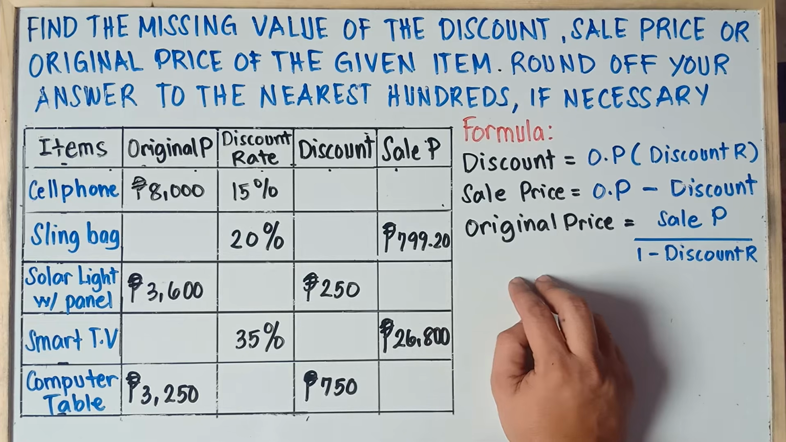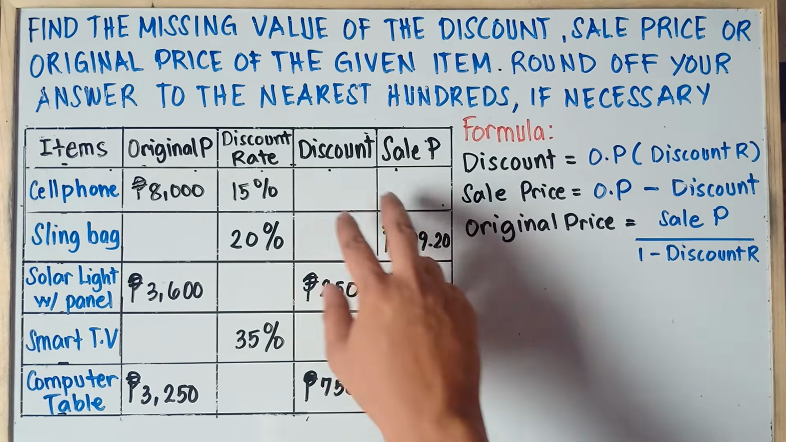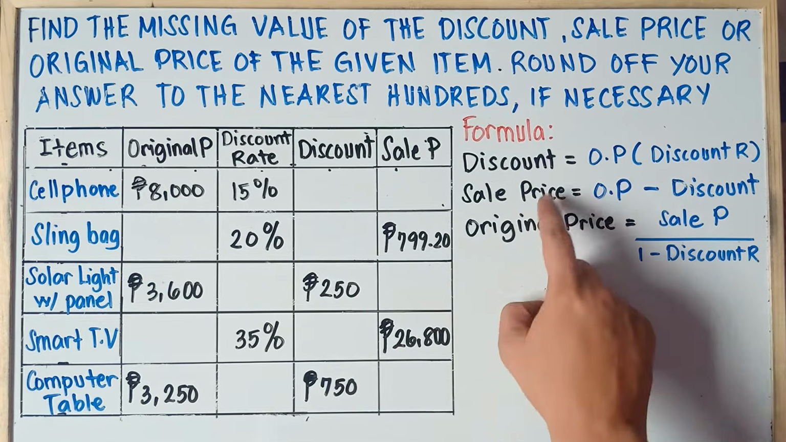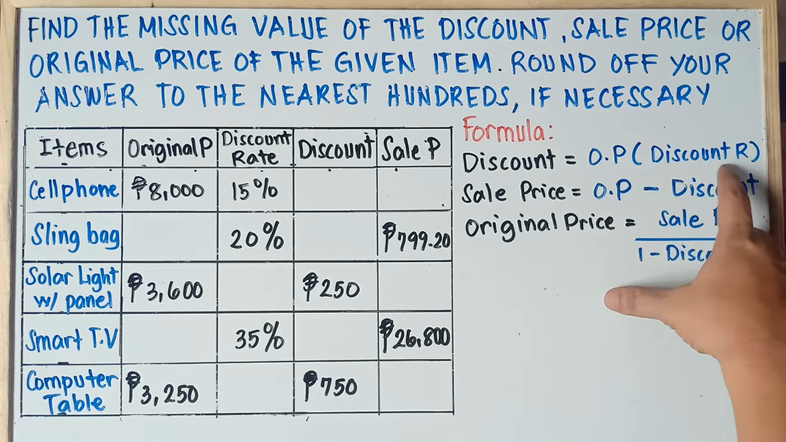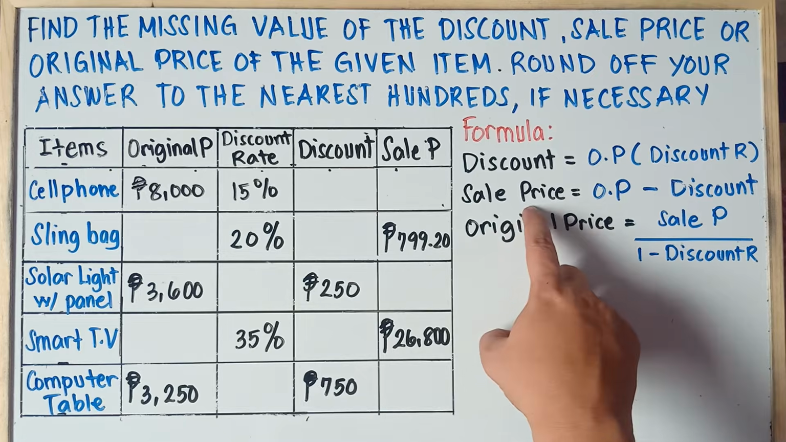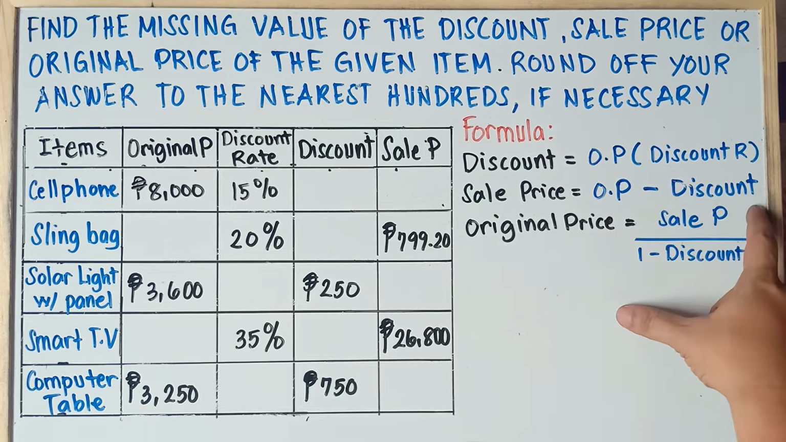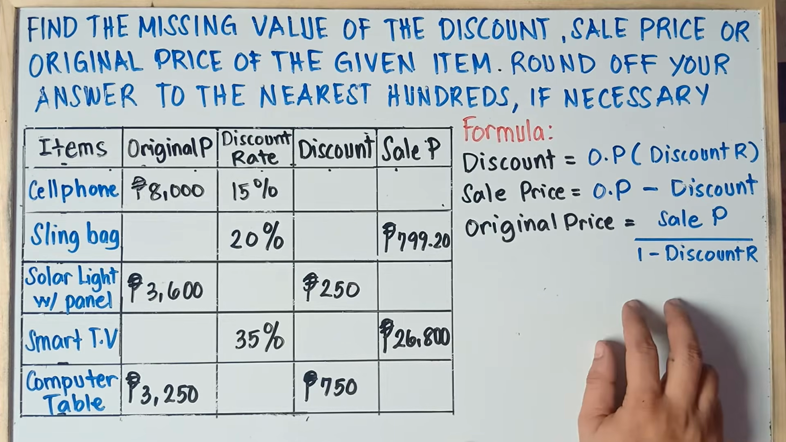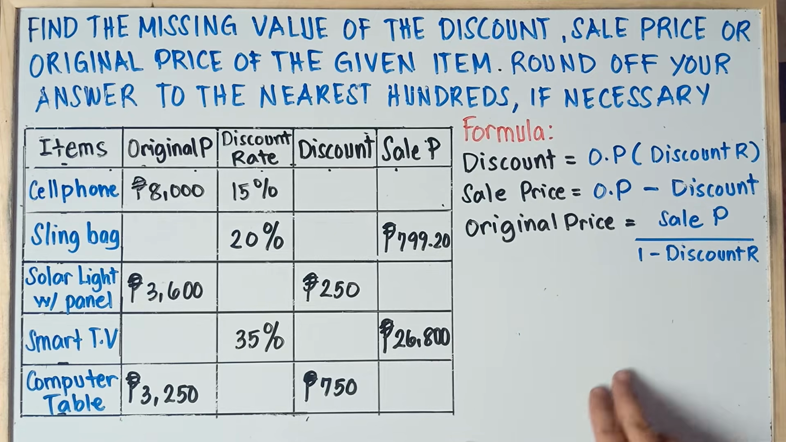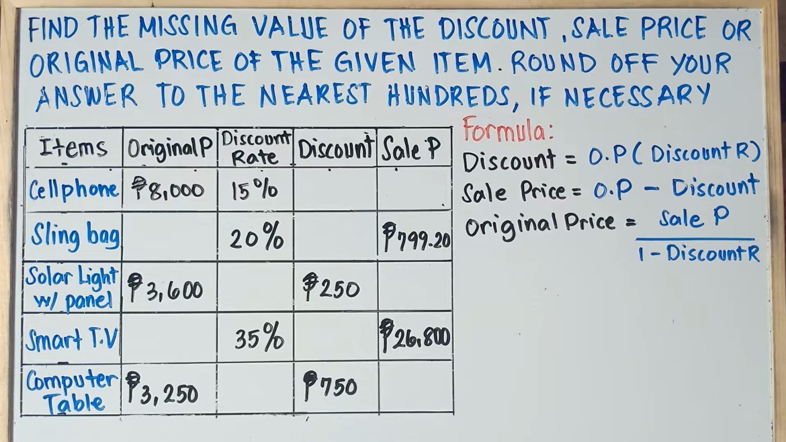And the formula, we have the formula, class. We will be using this one to find this value. So we have the discount is equal to original price multiplied by the discount rate. The sale price is original price minus the discount. And to find the original price, that would be the sale price all over 1 minus the discount rate. Alright, so let's start with example number 1.